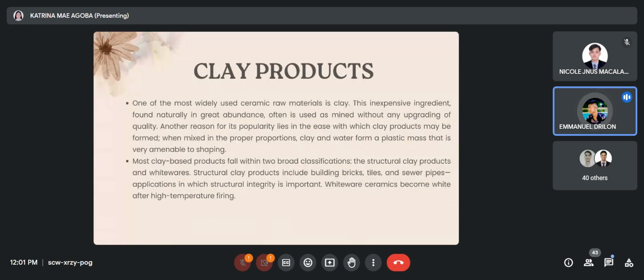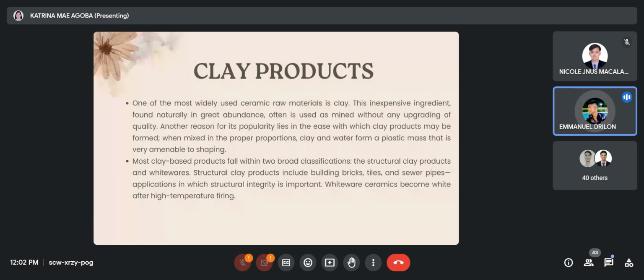Ito naman, sa clay products. One of the most widely used ceramic raw materials is clay. This inexpensive ingredient, found naturally in great abundance, often is used as mined without any upgrading of quality. Another reason for its popularity lies in the ease with which clay products may be formed when mixed in the proper proportions. Clay and water form a plastic mass that is very amenable to shaping.